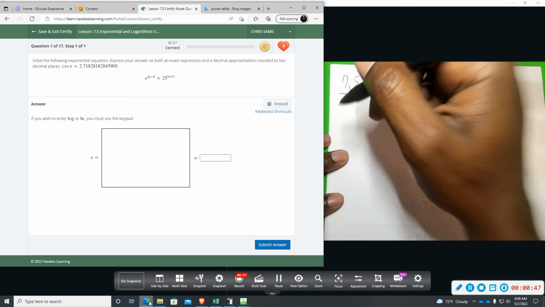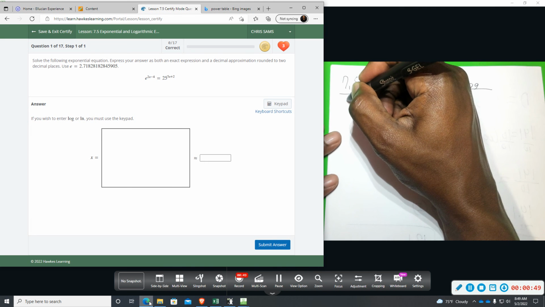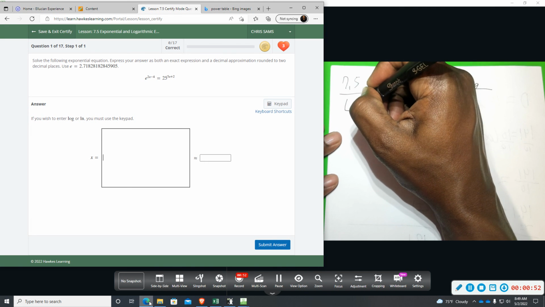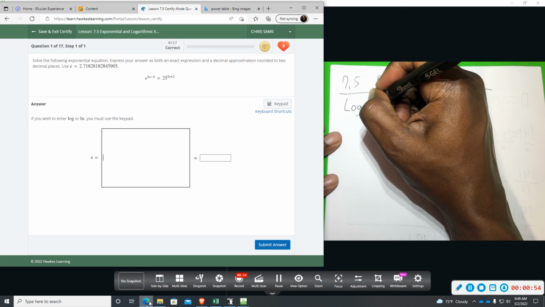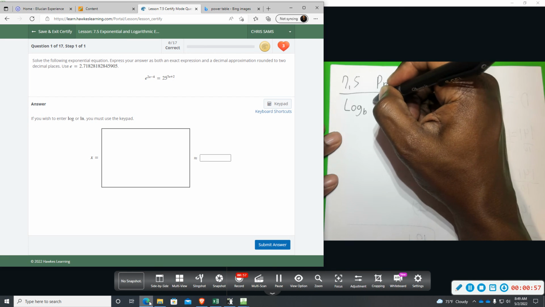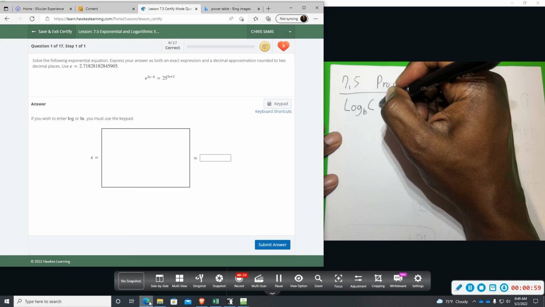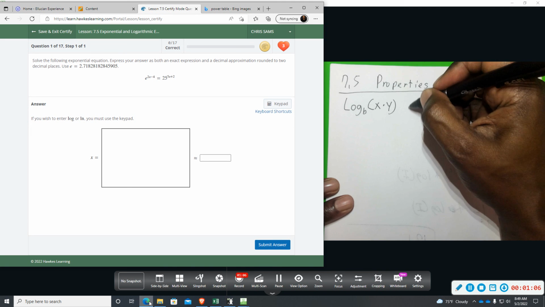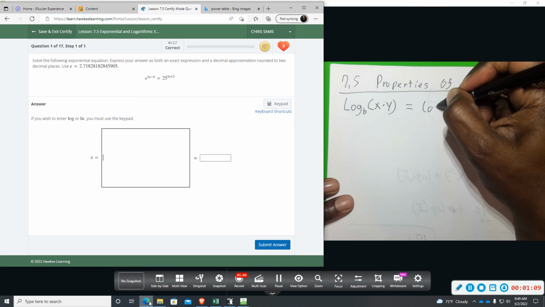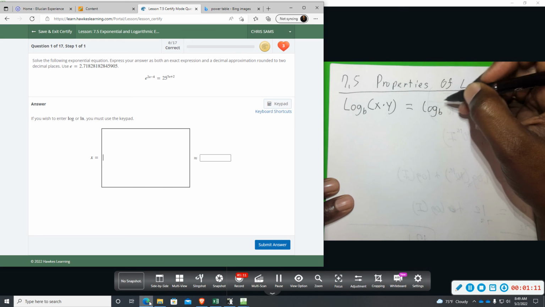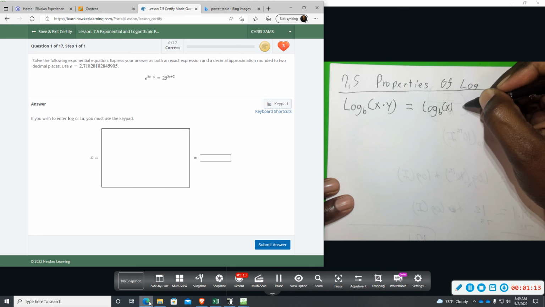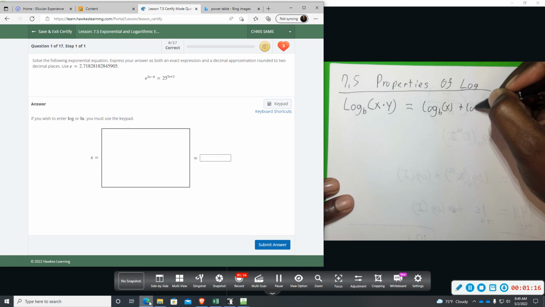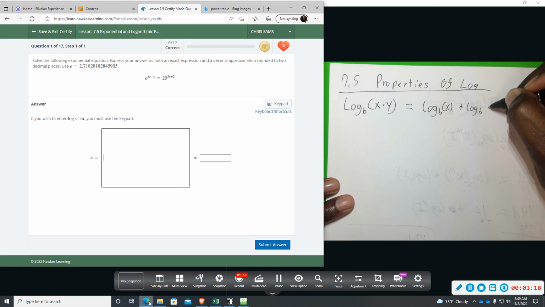So I'm going to give you the properties of log first. So properties of log. Given log base b of, we'll just say, x times y. So when you're evaluating multiplication within a log, you can rewrite it as log base b of x plus log base b of y.